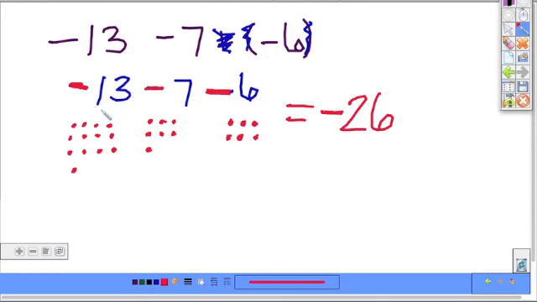Okay, let's just say on Monday, you borrowed 13 from me. Tuesday, you borrowed 7. Wednesday, you borrowed 6. Well, you keep borrowing money from me, you're running up quite a tab. Your tab now is $26 you owe me.